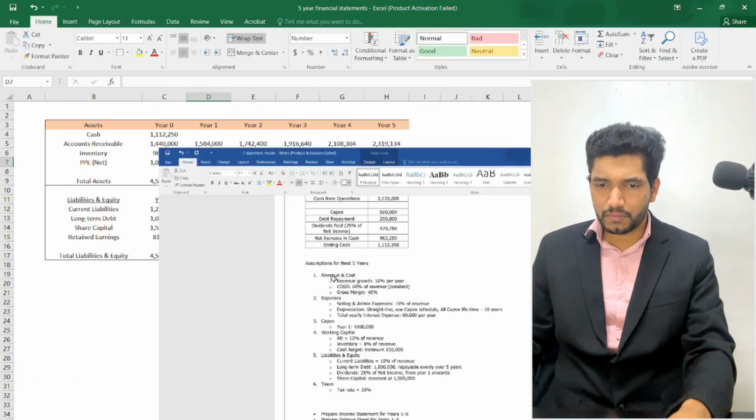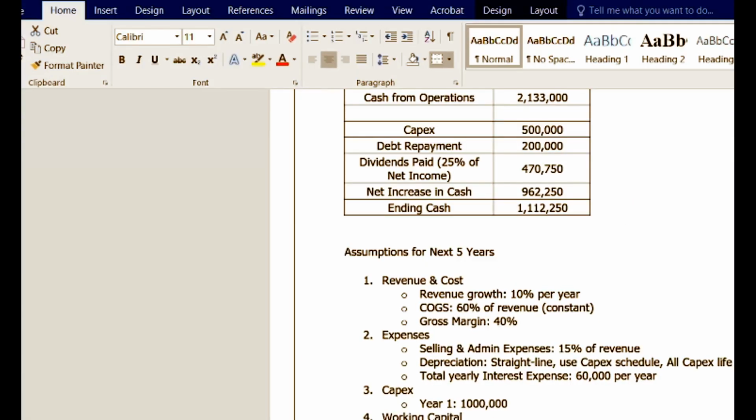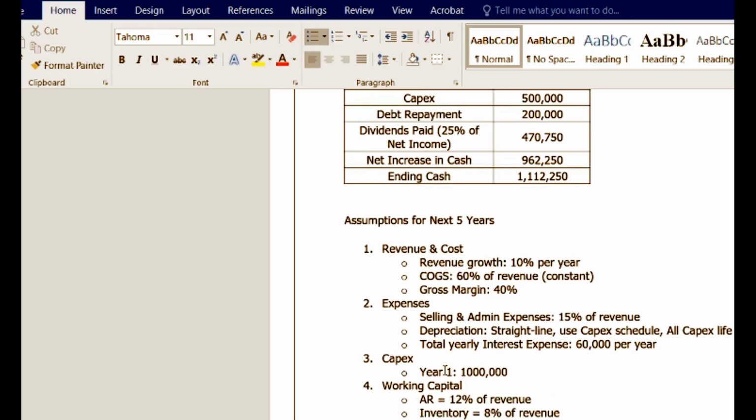Then the inventory rate is 8% of revenue. Then there is a capex, it is already mentioned in year 1. So let's keep it now, we will do it. Now the cash target, it is a minimum of 150,000. It is the minimum balance target.